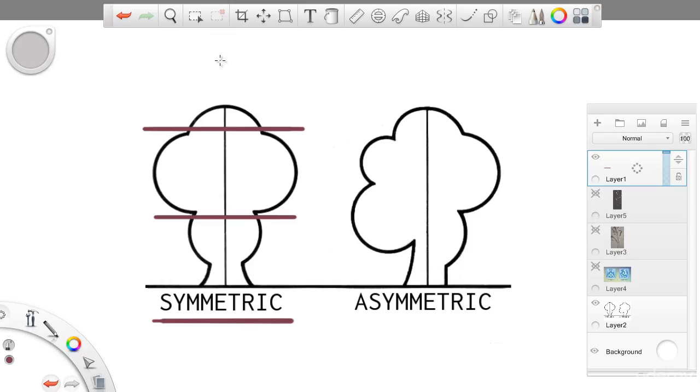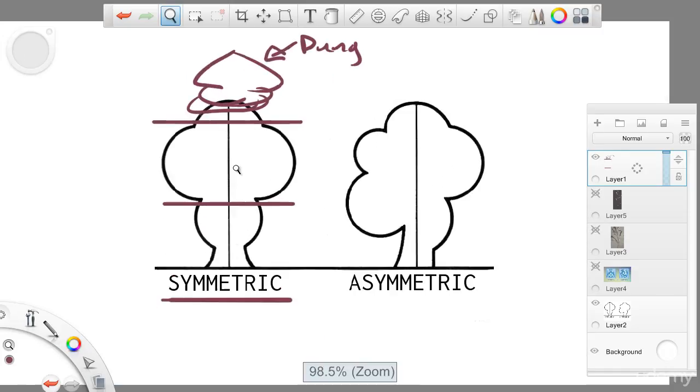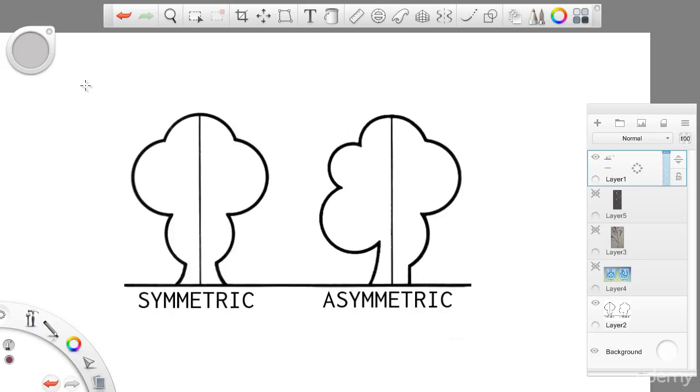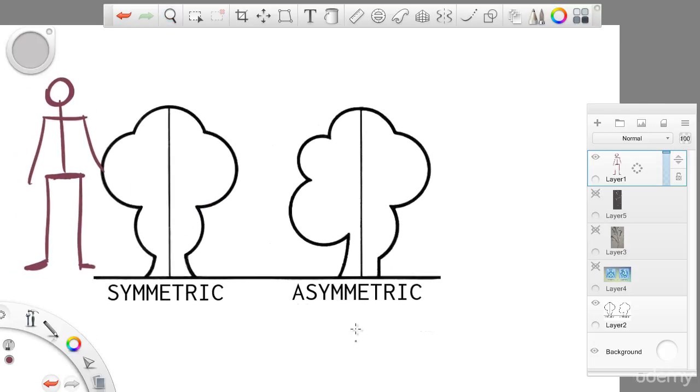You don't want to do this when you're just drawing. This almost looks, actually does look like animal dung. So when we're drawing the gesture, we want to avoid symmetry. We want to avoid stacking a character like they are perfectly straight, perfectly symmetrical. Instead, what we want to aim for is asymmetry.